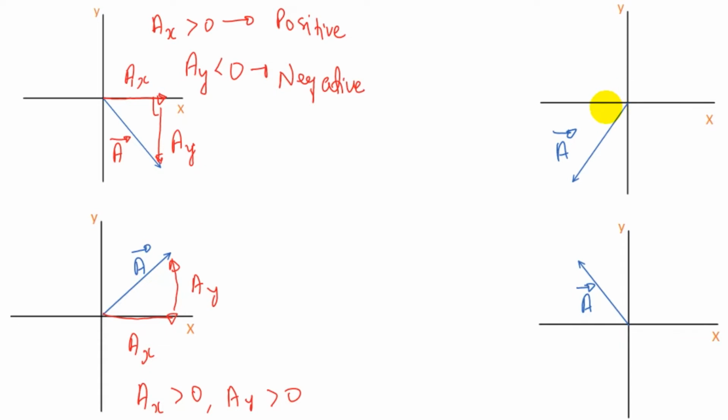Now for this case, so this would be the ax and this would be the ay. Now this is 90 degree. Now from the tail to 90 degrees we are moving in the negative x direction. And here the ay will also be negative because from the right angle to the tip of the arrow, we are moving in the negative y direction. So in this case, ax is also less than 0 and ay is also less than 0.